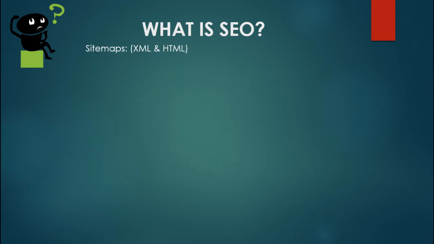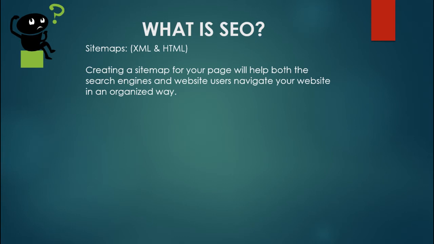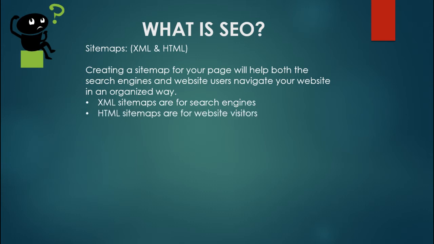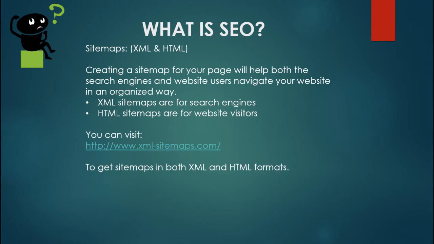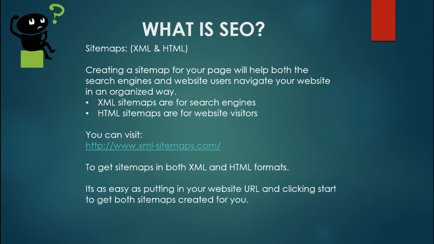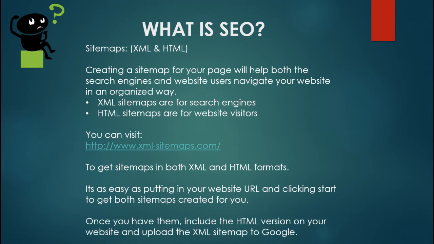The next thing we need to think about is sitemaps. Creating a sitemap for your page will help both the search engines and website users navigate your website in an organized way. XML sitemaps are for search engines and HTML sitemaps are for website visitors. You can visit www.xml-sitemaps.com to get sitemaps in both XML and HTML formats. It's as easy as putting in your website URL and clicking start to get both sitemaps created for you. Once you have them, include the HTML version on your website and upload the XML sitemap to Google.